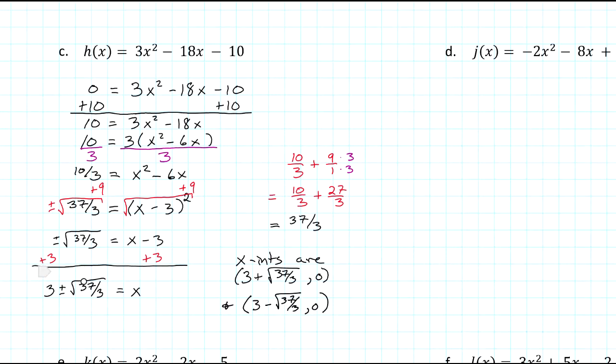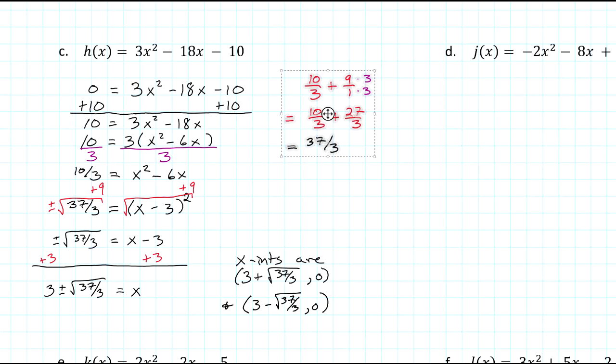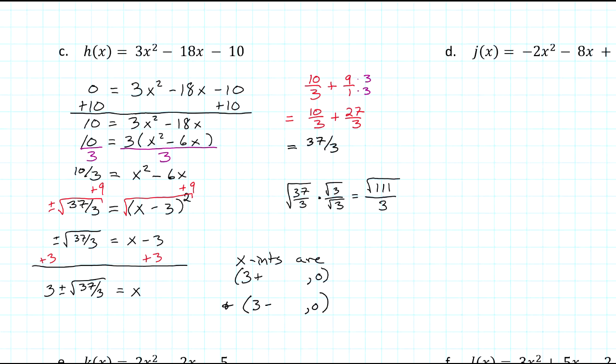One other thing that we could do with this is, if I look at the number square root of 37 over 3, we could multiply the top and the bottom by the square root of 3. This is going to give us, on top, the square root of 111 (37 times 3), over, and then on the bottom we'll just have a 3. So we could replace that square root of 37 over 3 with the square root of 111 over 3, so that we've rationalized the denominator.